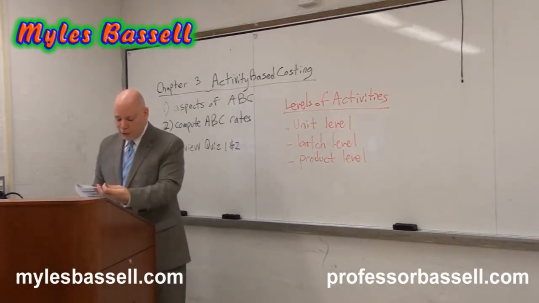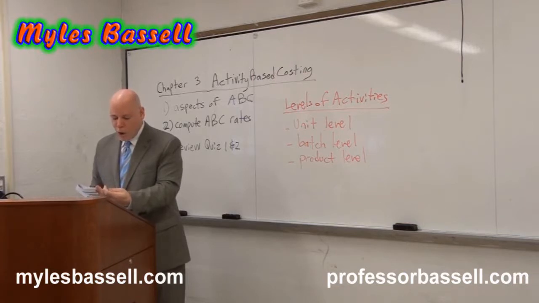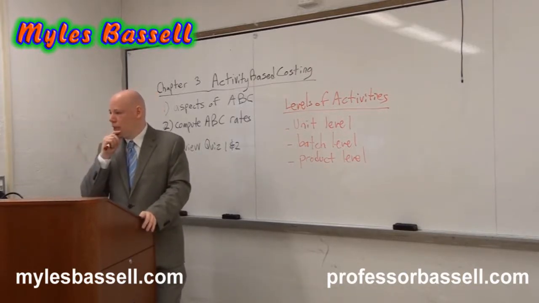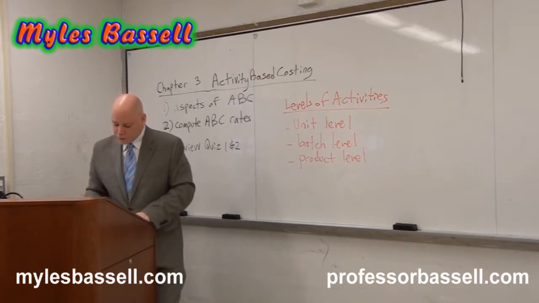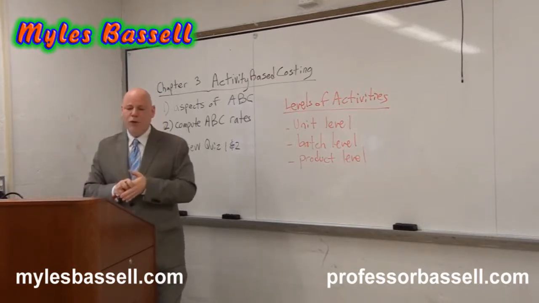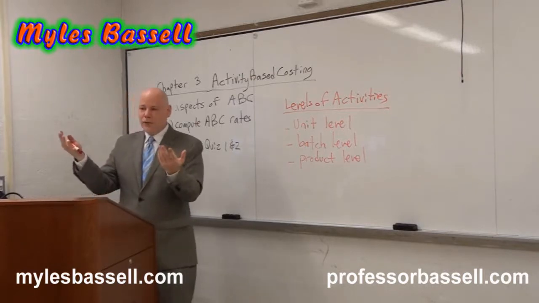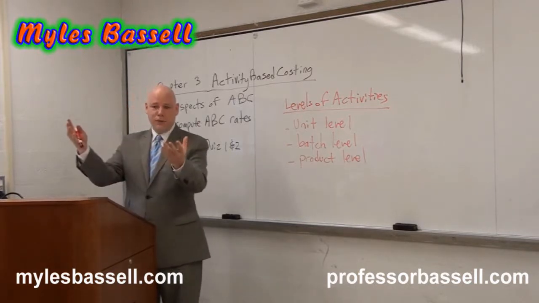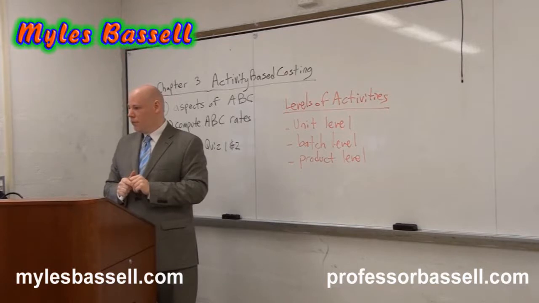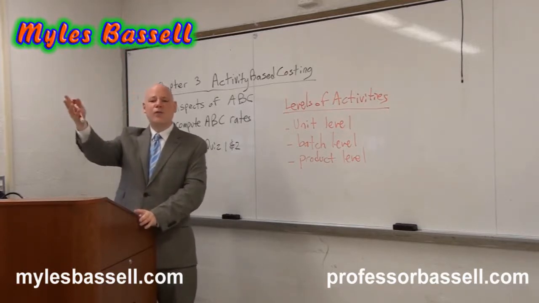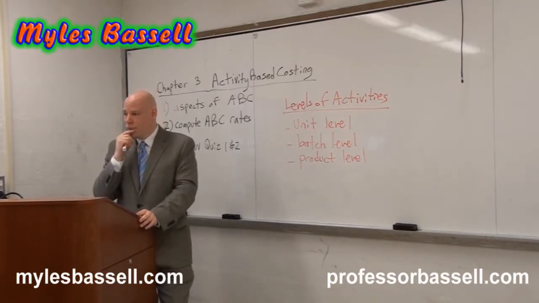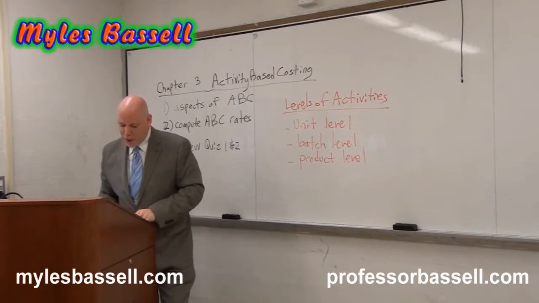So when we look at the unit level, what are some of the activities? Well, for example, it's processing the units on the machine. And so you say, okay, well, what do we do with that? If that's what we're going to use to allocate costs, we need to have a measure. What is the activity measure? So in this case, what would we think is going to be the activity measure? Machine hours. We're going to look at an example there.